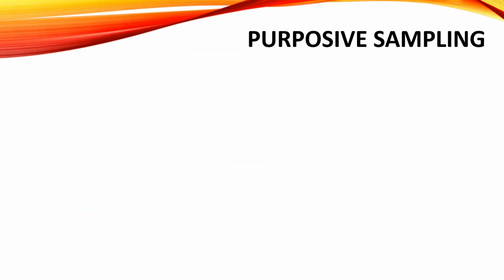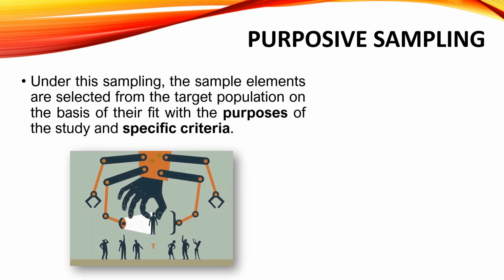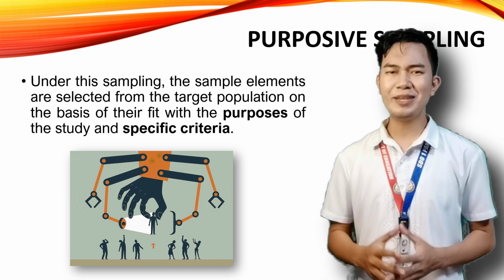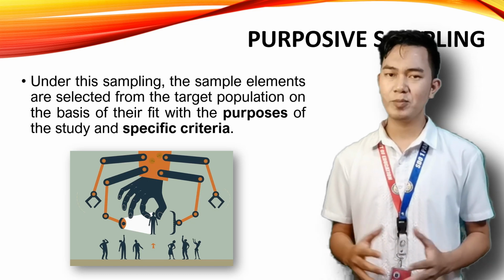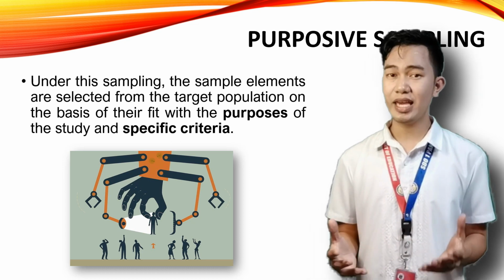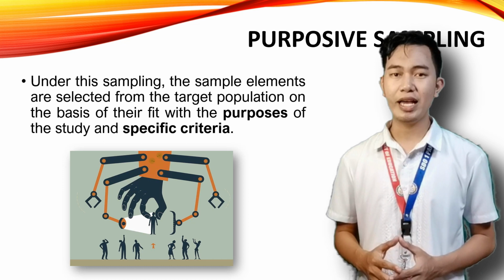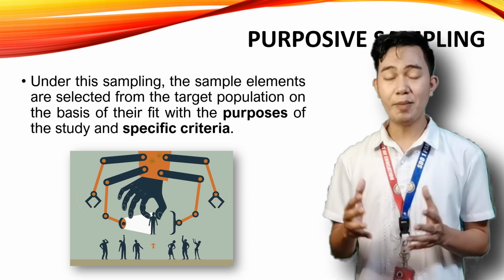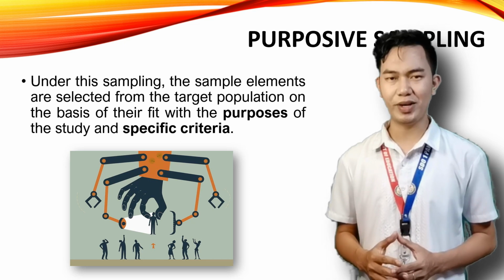Purposive sampling. Under the sampling, the sample elements are selected from the target population based on their fit with the purposes of the study and specific criteria. Sa paggamit nito, kailangan lang naman natin mag-set ng specific criteria. Halimbawa, kung base sa edad, let's say, ang age bracket ay 18 to 21. Kaya, tanging mga respondents lang na pasok doon sa ating age bracket ang pipiliin nating mga respondents.